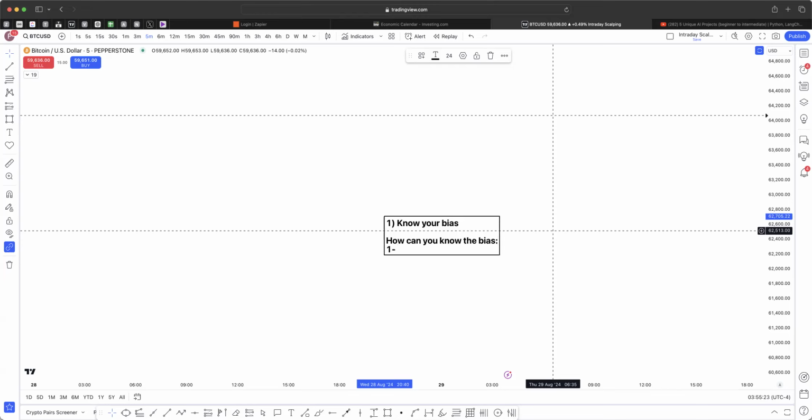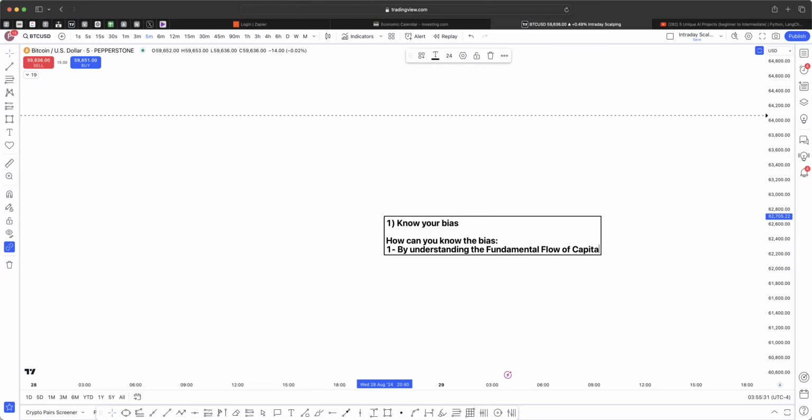Okay, you have one, by understanding the fundamental flow of capital, and number two, by using the bias prediction algorithm. So you cannot do anything without understanding bias, right? Because if price can either go up or down for either the stacked buy side or the stacked sell side liquidity pools, there's a good chance that you can get caught in a fake market structural shift. I mean, that's the reality of it.